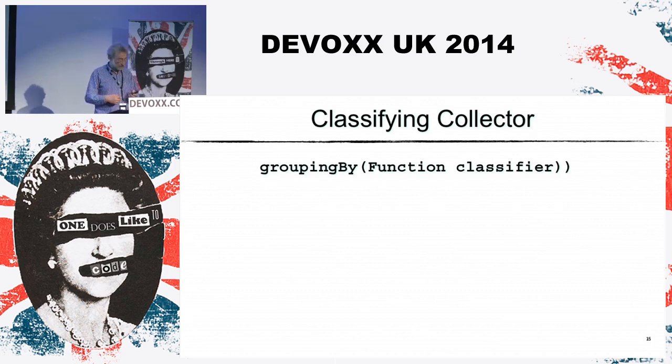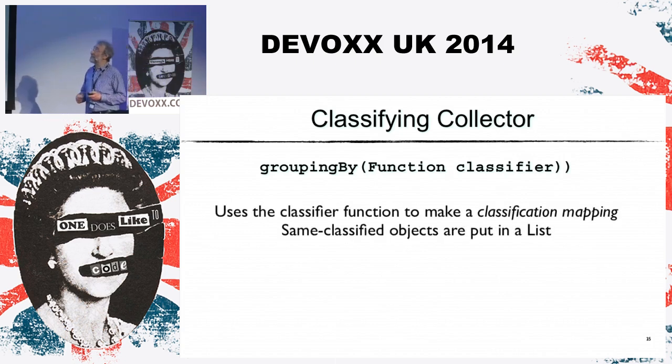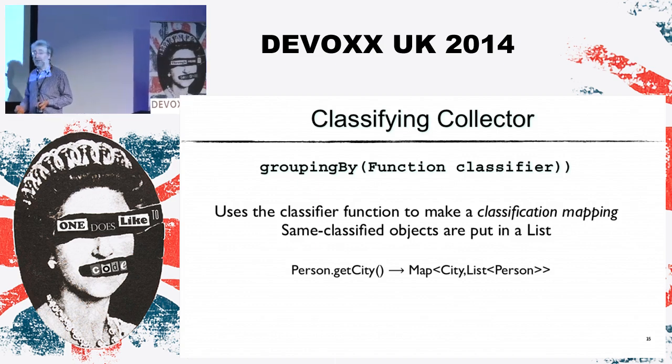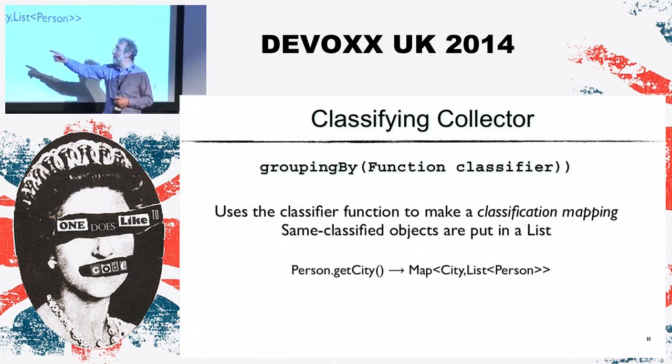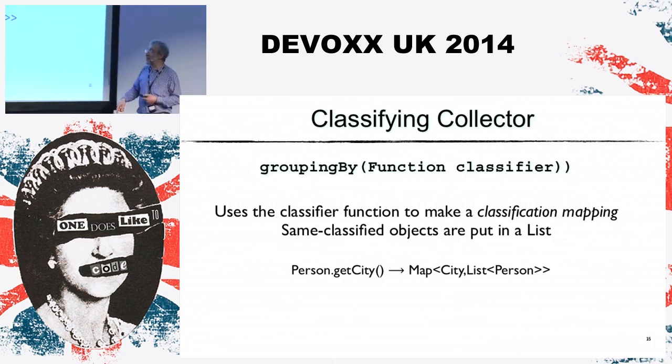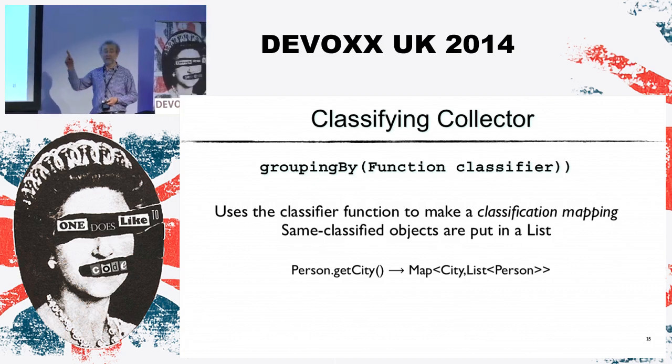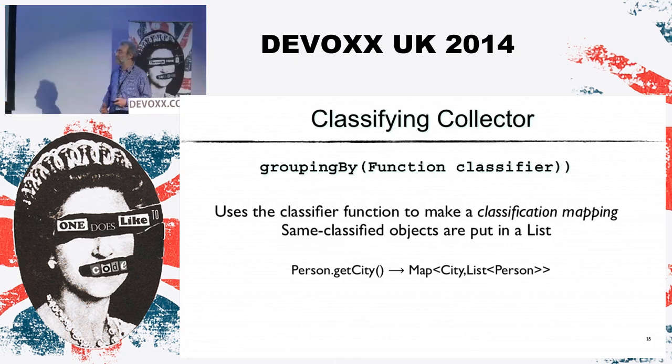This is the other kind of simple collectors. And these are a little bit harder to understand. They take a function, and what they do is they use the classifier function to make a classification mapping, and so the result of the collection is put in a map. Same classified objects are put by default into a list, but we'll see that you don't need to do that. So, for example, if I wanted to classify persons according to the city that they live in, I would get from that a map from city to a list of persons. So Amy and Bill live in London, and so London would map to a list containing Amy and Bill.